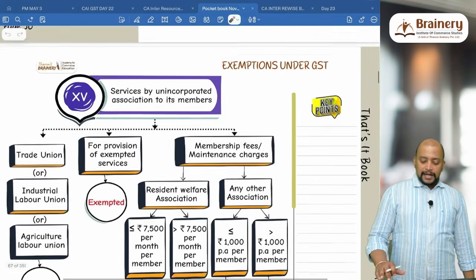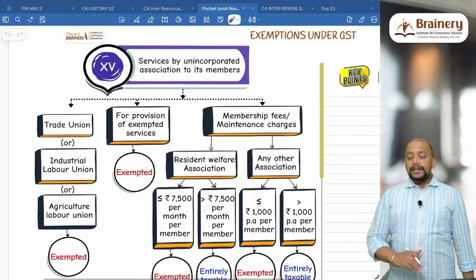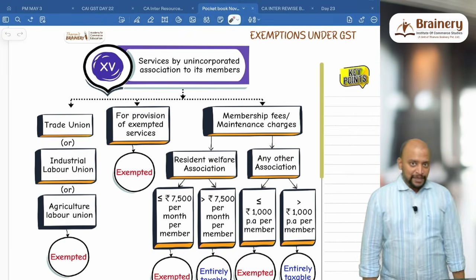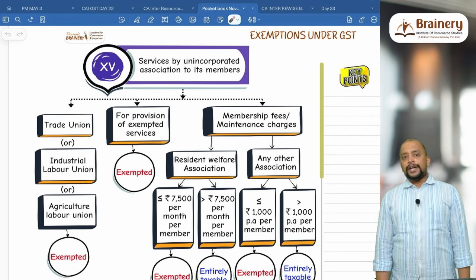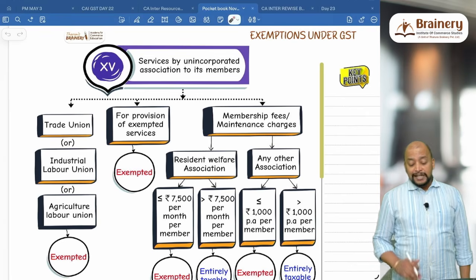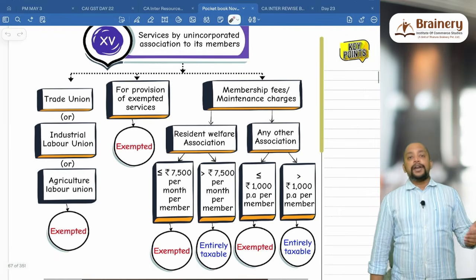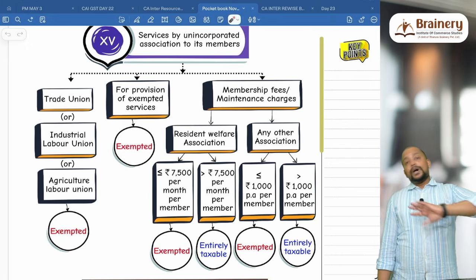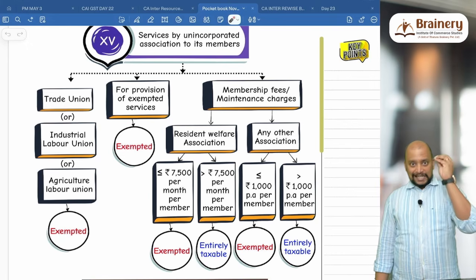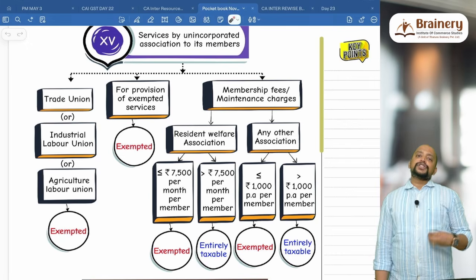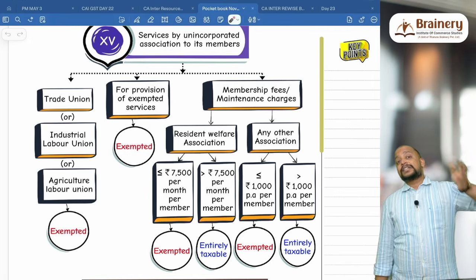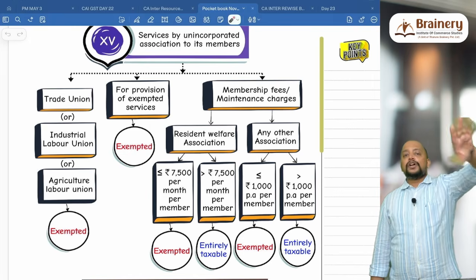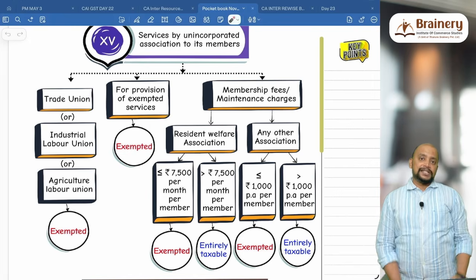Next, services by unincorporated association to its members. There is an unincorporated body, they provide services to the members. If that unincorporated body is a trade union, industrial labor union or agricultural labor union, whatever money that they collect from their members, that is exempted. Suppose if the association is providing a service that is covered under any other exemption, then also the money collected towards that service is exempted.